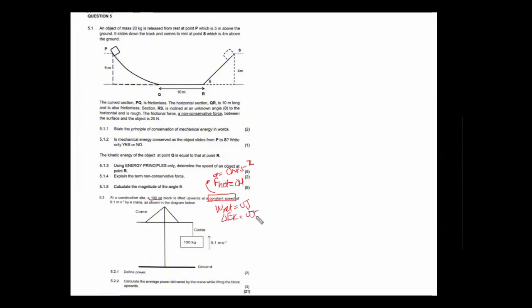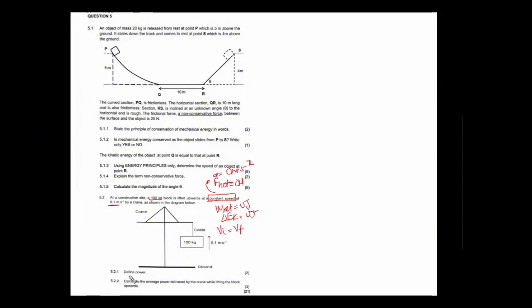So these are the things that you are seeing as a physics learner whenever they mention the keyword constant speed or constant velocity. So a constant speed of what? 0.1 meters per second. So also it means that the V initial is equals to the V final, which leads to our change in EK being 0.